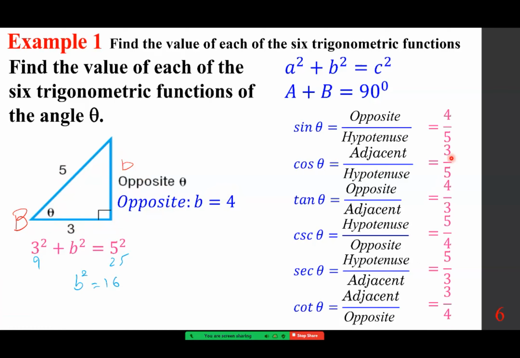So 4 over 5, 3 over 5. As long as you have even those two, you can go with the identity. So if you divide this one by this one, you get 4/3, and the rest of them are the reciprocals. For example, cosecant, you go to sine and flip it over, 5 over 4. Secant, you go to cosine and flip it over, 5/3. Cotangent, you look at tangent, the reciprocal of that is the answer.